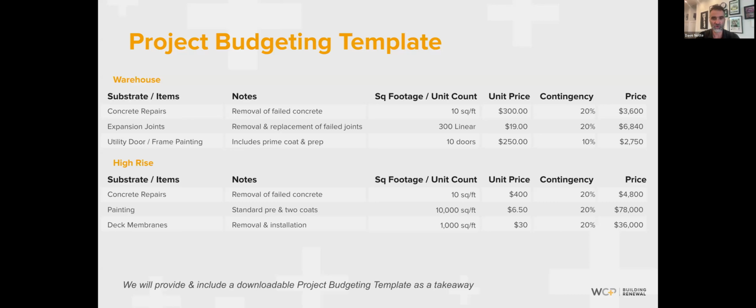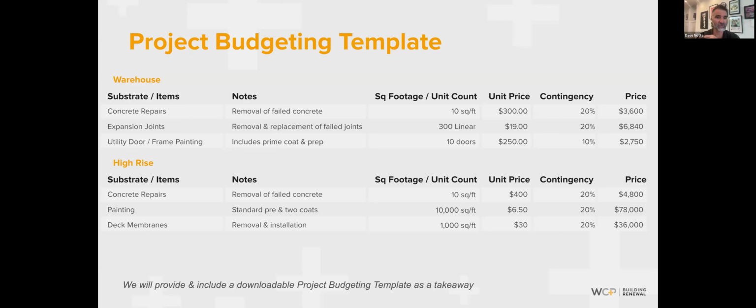Expansion joints are the source of concrete failures on a warehouse 80% of the time. So here you go, 300 linear feet, 19 bucks a linear foot. That's off of a boom. And a 20% contingency, you're looking at 68,400 to do 300 linear feet. So call that 10 expansion joints if they're 30 feet high. So that is for the removal, replacement, the materials, the labor, and the boom rental. So it could be lower, it could be higher, but that's a good number.